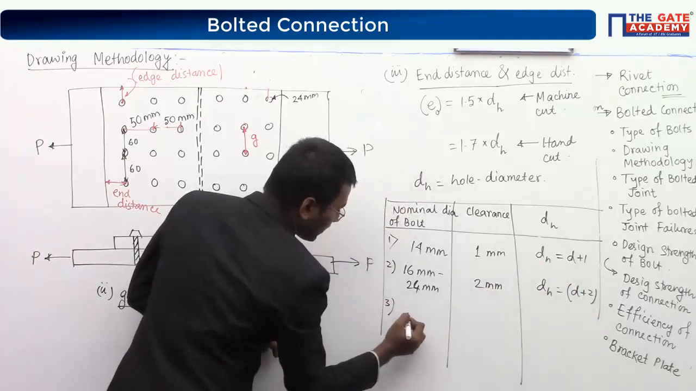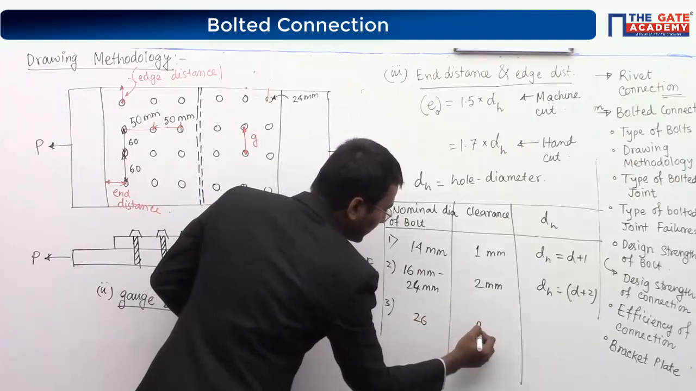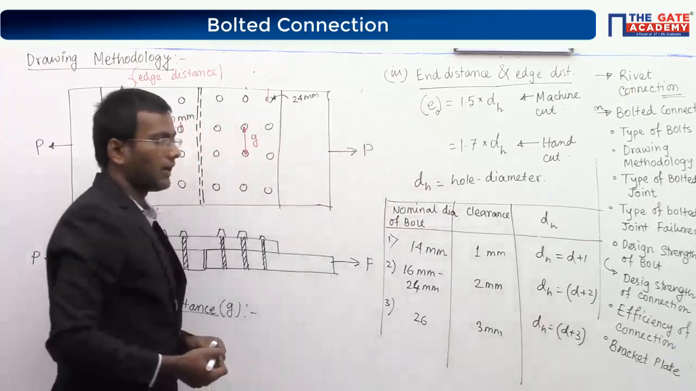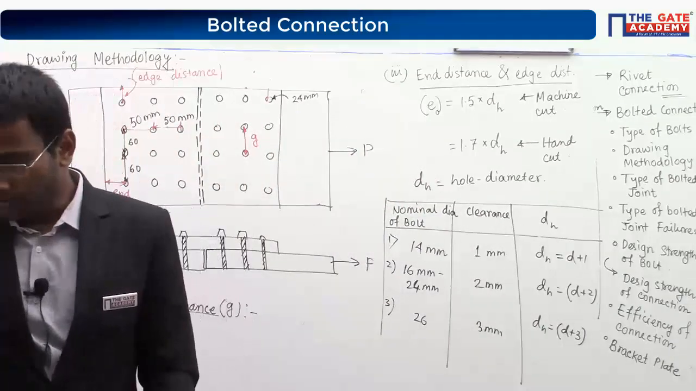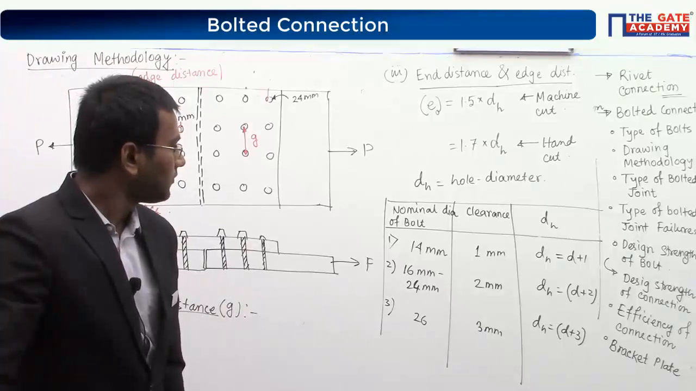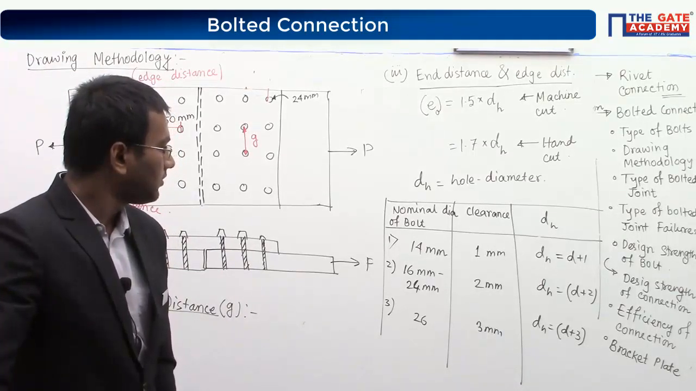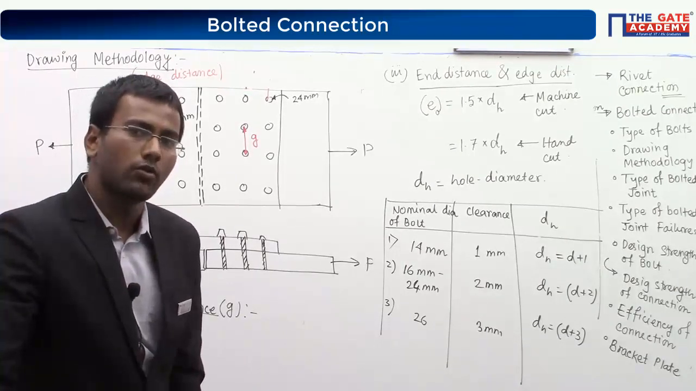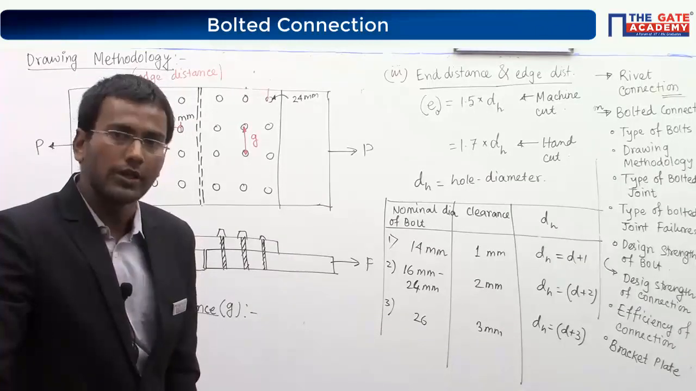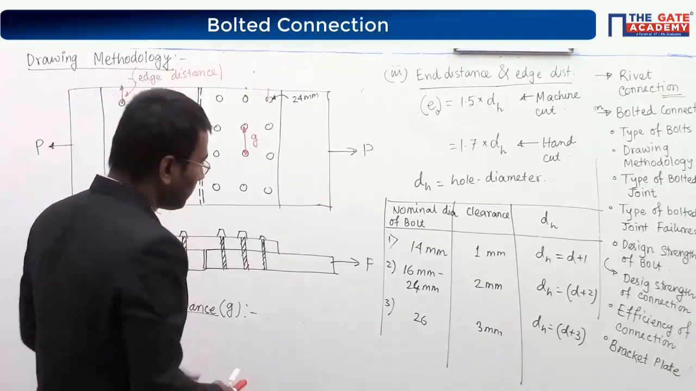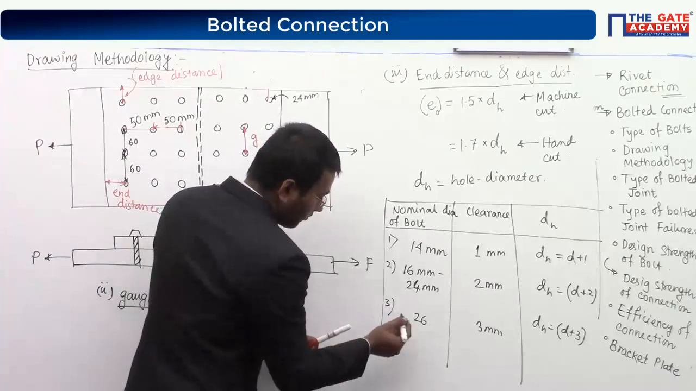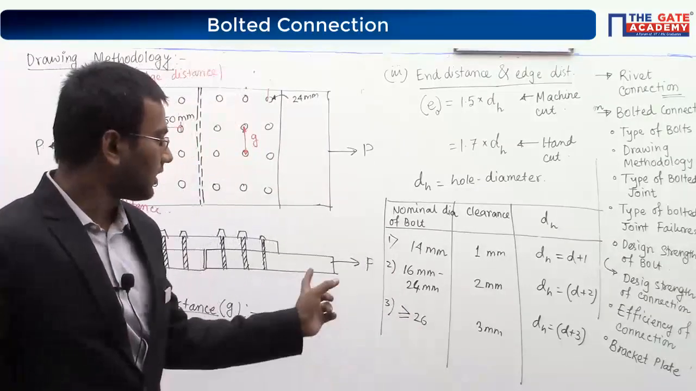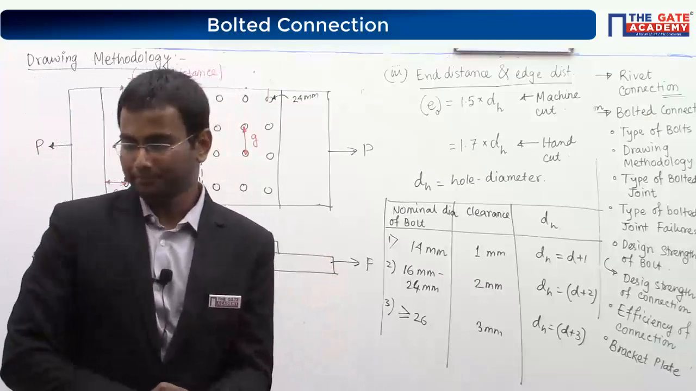And last one, number 3, if it is 26, here it will be 3 mm and DH will become D plus 3. All are in millimeter. So note down quickly. One is 14, 1 mm; 16 to 24, up to 24 it is 2 mm clearance; and if it is more than 24, means from 26, greater than or equal to 26, it will be 3 mm clearance for bolts.